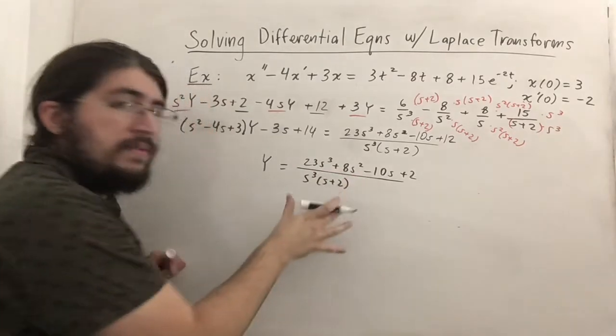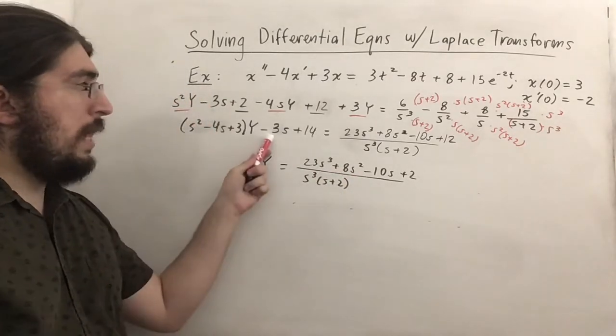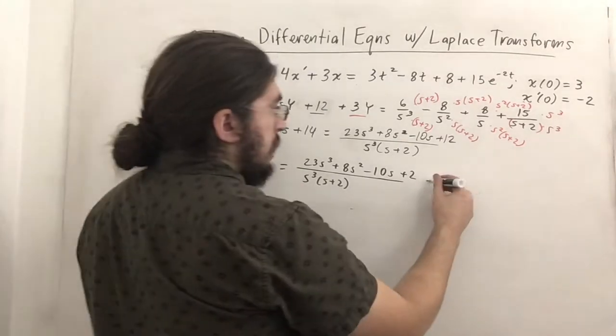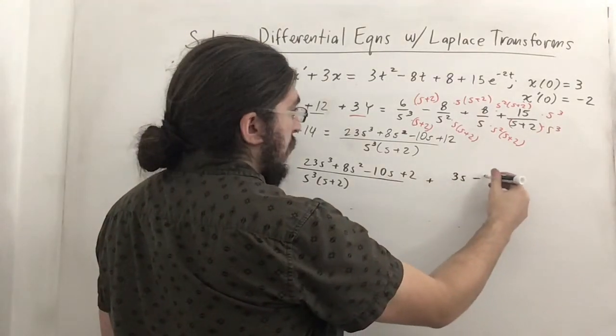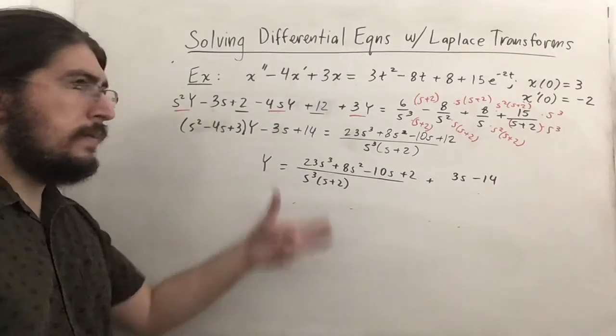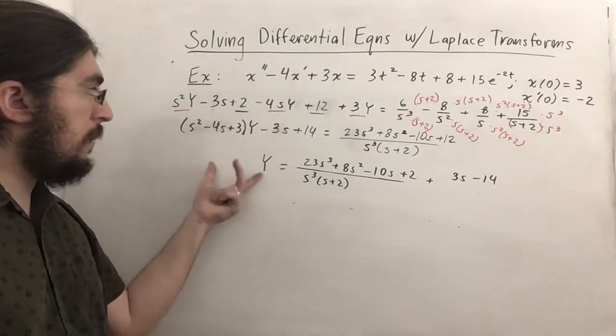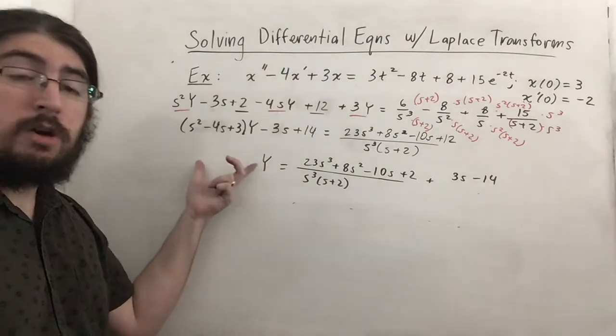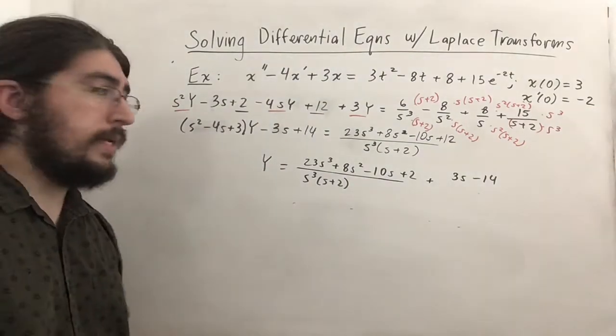And you'll see why I'm offsetting this in a moment. Now I want to add this and subtract that to this side. So it's plus 3s minus 14. But after doing that, we want to divide by what's multiplied to y. So notice I'm not writing that here because we want to divide by it.